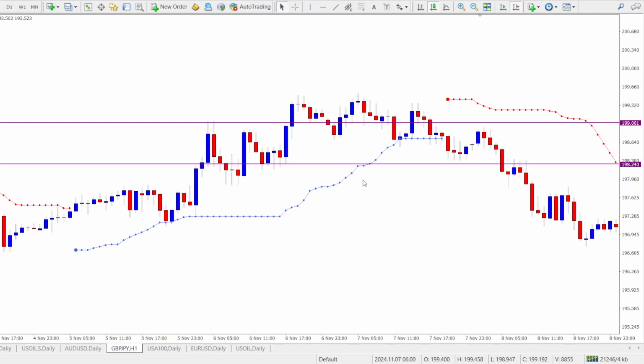Make sure you always get confirmations. Please confirm your entries and confirm your exits. Make use of horizontal support and resistance levels. Make use of trend lines as well. You can also use other indicators to confirm your trades, entries, and exits. And do not risk more than 2% of your capital in one single trade. It's not advisable at all. Make sure you always observe good risk management.